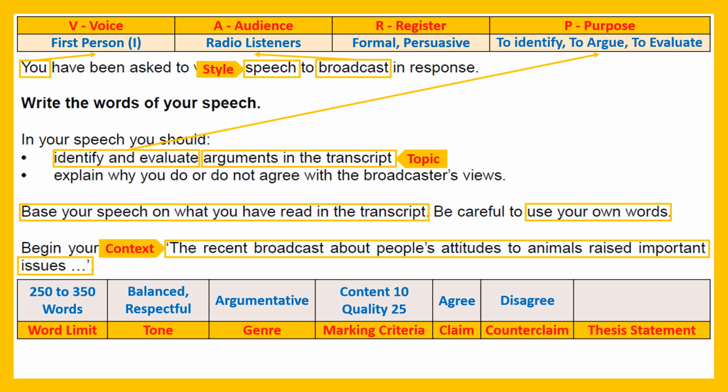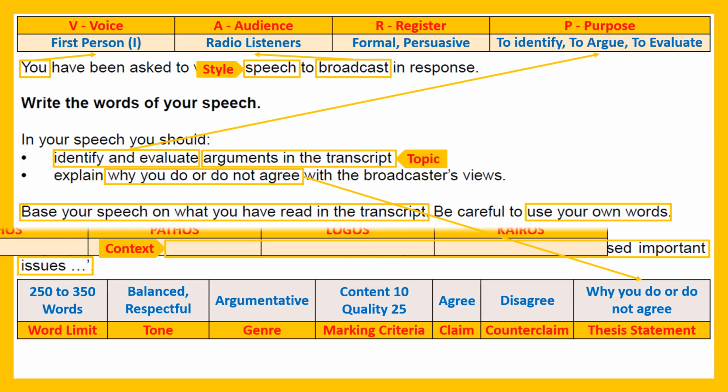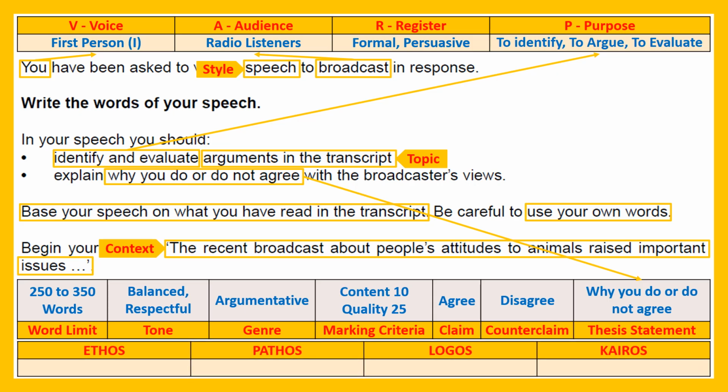Include well-developed counter-arguments that address opposing perspectives. Explain why you agree or disagree with the broadcaster's views. This forms your thesis statement and should guide the direction of your speech. To strengthen your argument, incorporate rhetorical appeals.